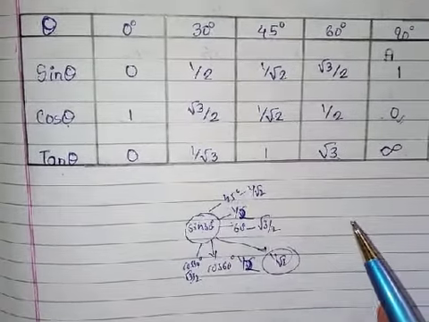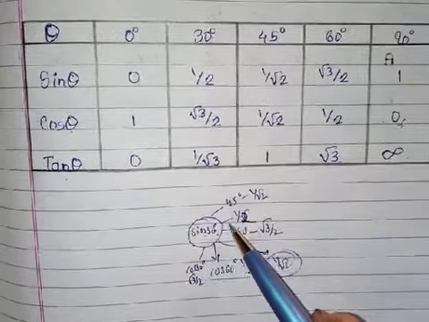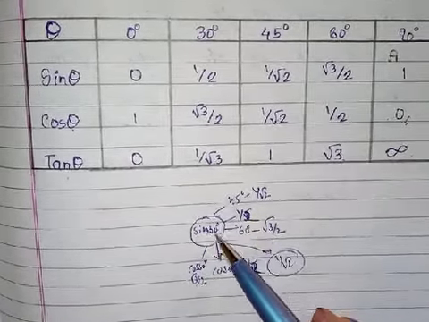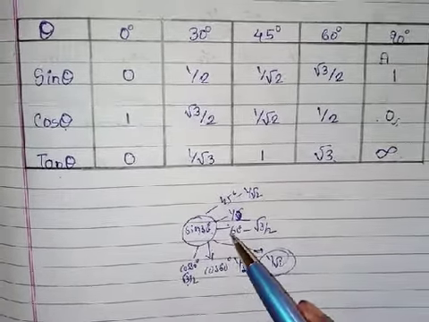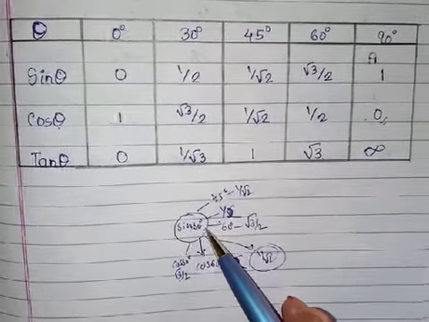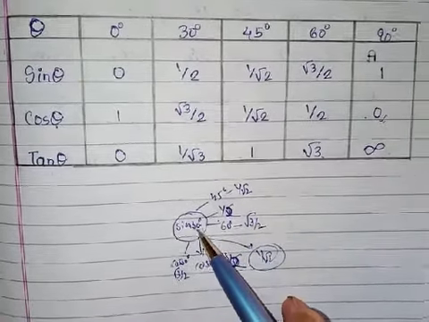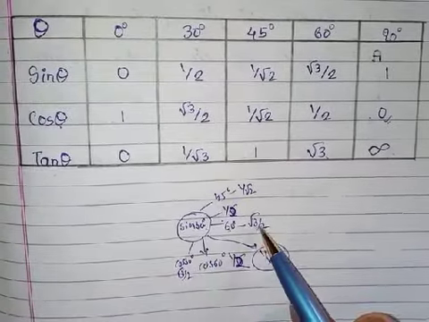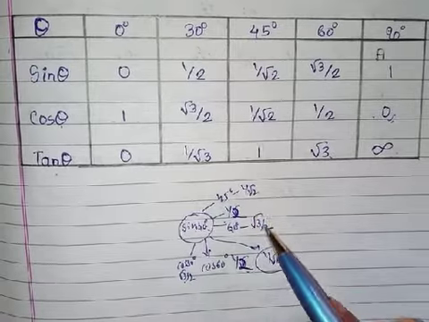One more time, last time. Sine 30 is half, so cos 60 is also half. Since sine 30 is half, sine 60 is root 3 by 2. And since sine 60 is root 3 by 2, cos 30 is also root 3 by 2. And sine 45 and cos 45 are the same, 1 by root 2.